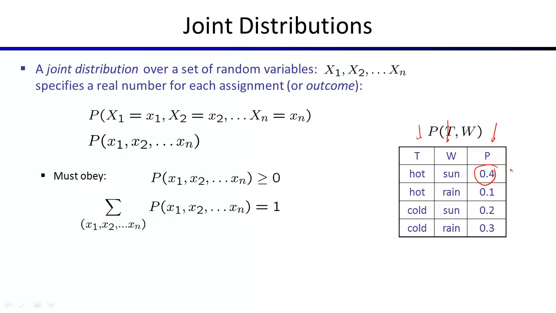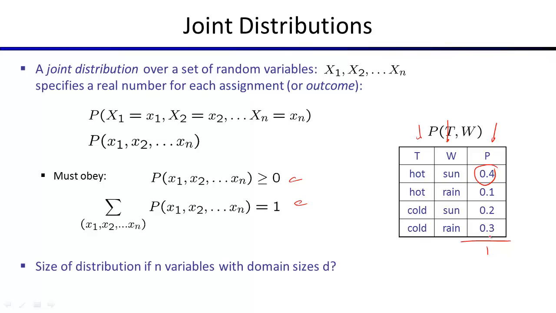Again, a joint distribution has to satisfy the property that each entry is positive and that all entries together, if you sum them, should give you 1. It's a definition. It's not something you can infer. It's not anything you derive in any way. It's just what it has to be.